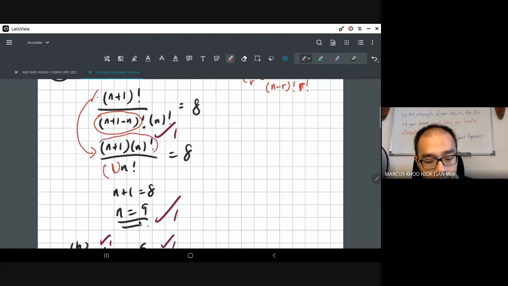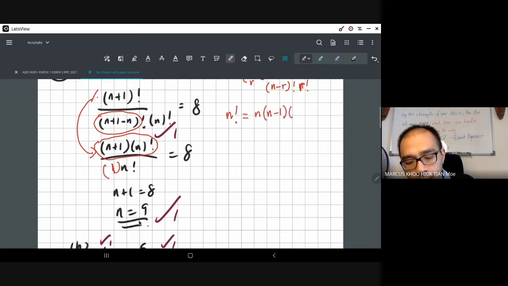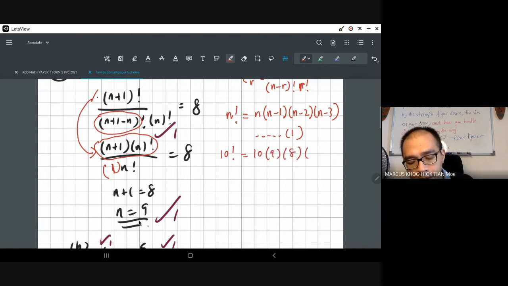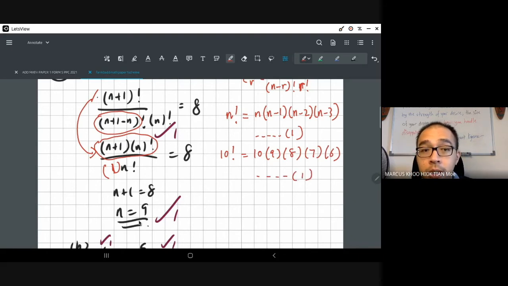Okay, but this is something that I would actually recommend that you try to understand. We need to know that n factorial is actually equals to n times n minus 1 times n minus 2 times n minus 3 all the way until 1. Okay, it will go down until it becomes 1. For example, 10 factorial is actually 10 times 9 times 8 times 7 times 6 all the way until times 1. Okay, so in that respect, if this is n plus 1, the next number to be multiplied is n plus 1 minus 1, which is n.